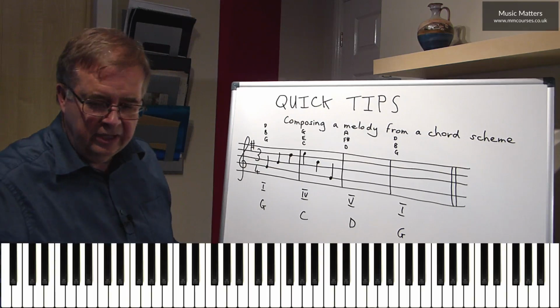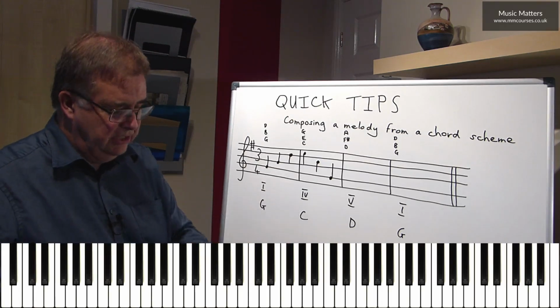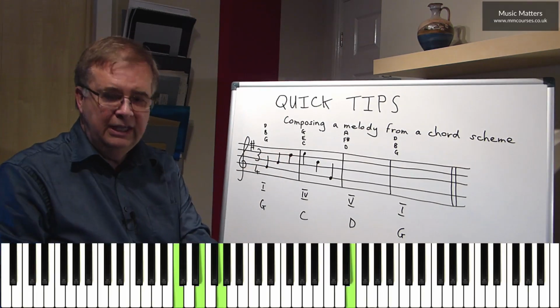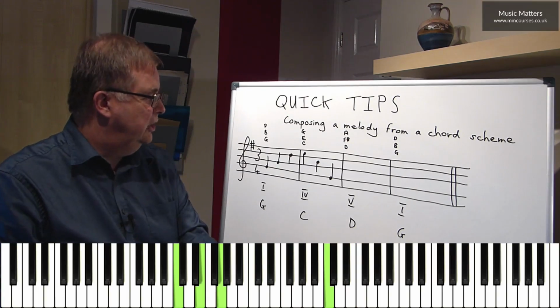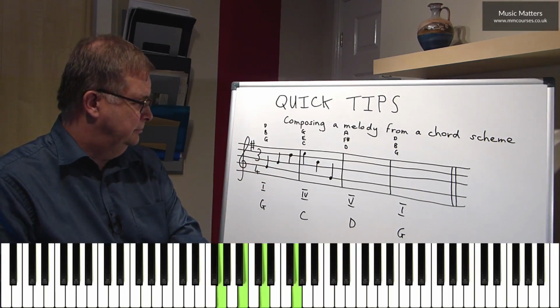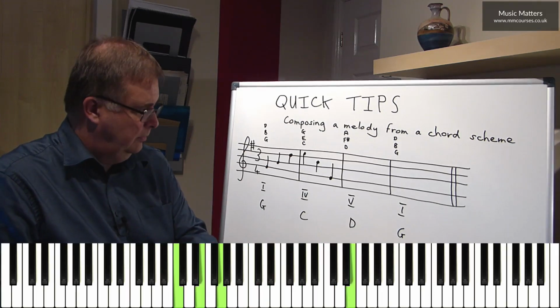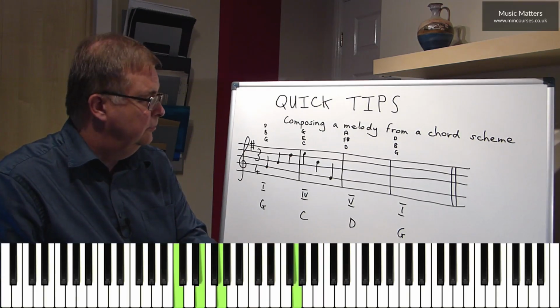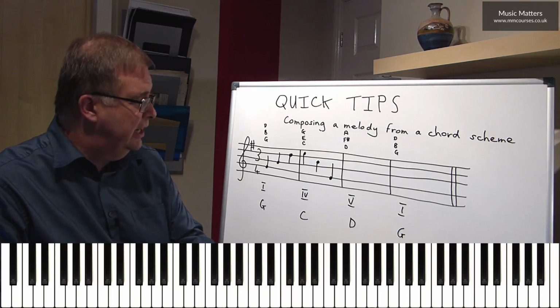So in the second bar now, I've got my chord 4, or my C chord, and I'm going to go E, C, G, and you can see how that kind of follows on from the first bar now. So that's beginning to sound all right, isn't it?